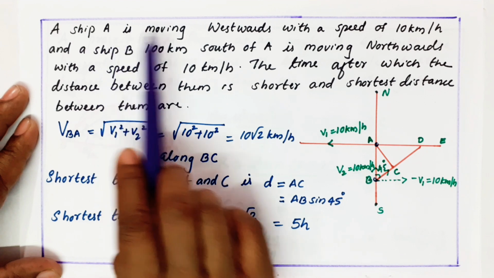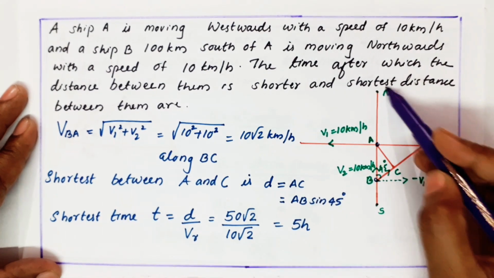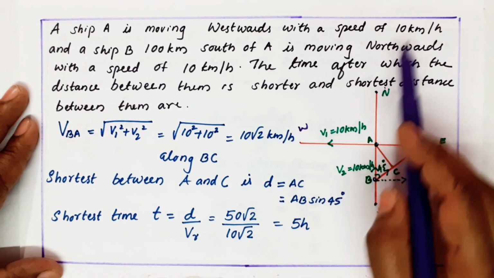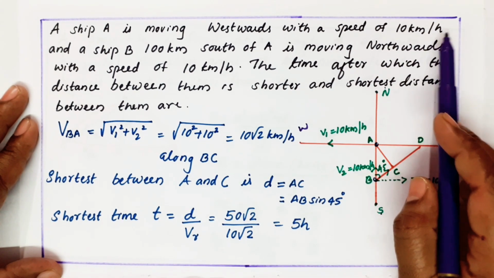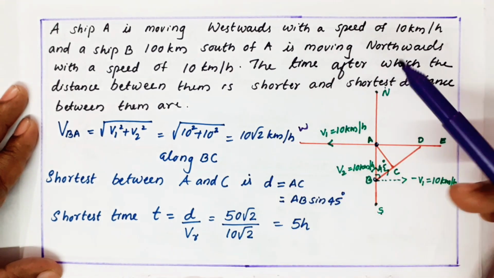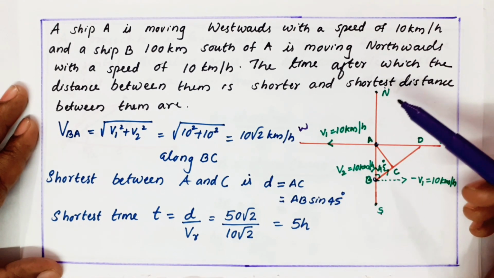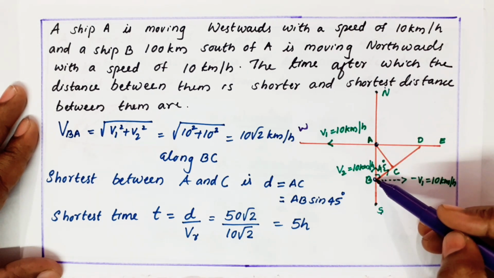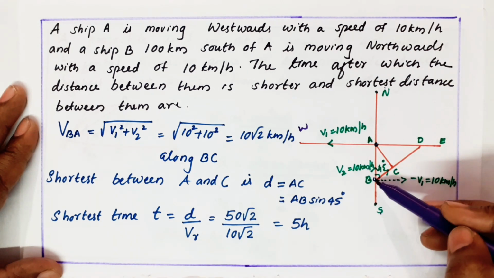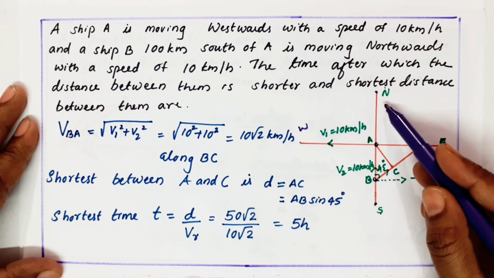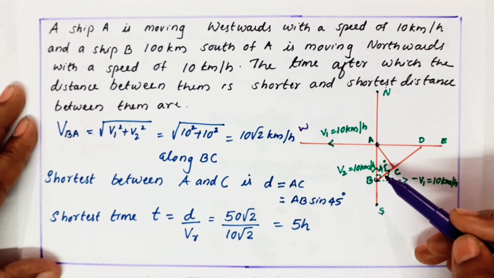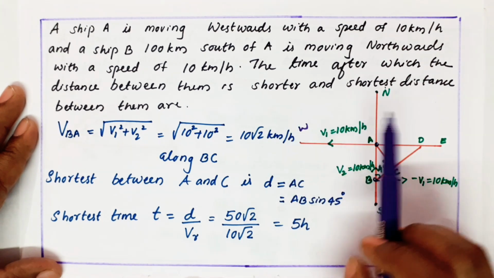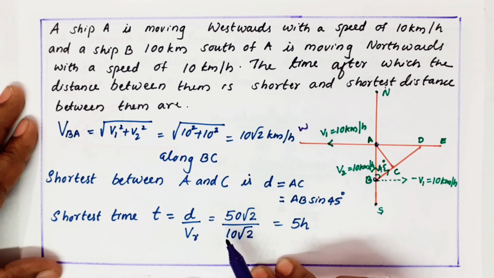A ship A is moving westwards. So north, south, east and west. So a ship is moving towards westwards with a speed of 10 km per hour. And ship B, 100 km south of A, is moving northwards with a speed. So I am just taking B at this point, and it is moving towards northwards, and the speed is given as 10 km per hour. The time after which the distance between them is shortest, and the shortest distance between them is.